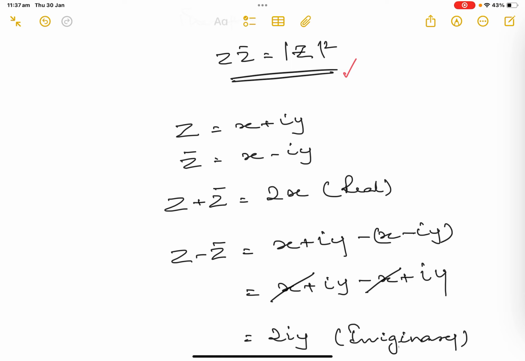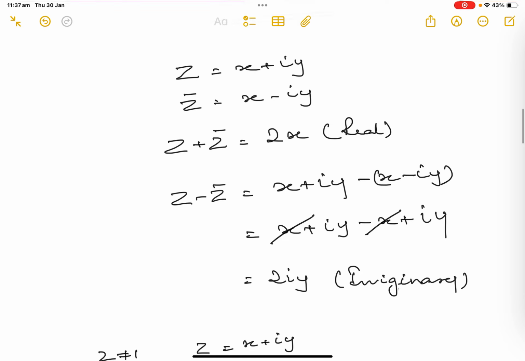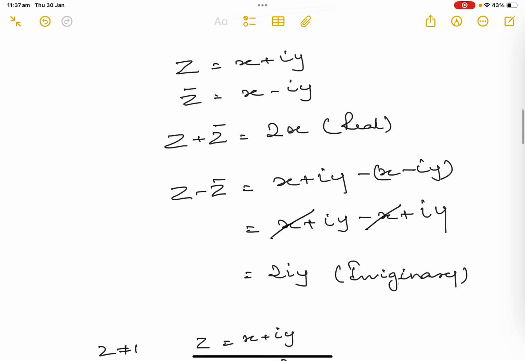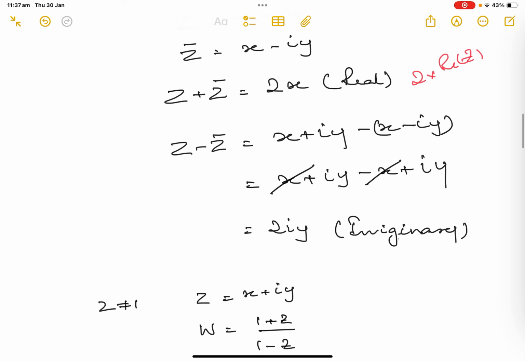Okay, z equals x plus iy, z bar equals x minus iy. Then if you add them together, the imaginary parts cancel out, minus and plus will cancel out. So what we have is only 2x. That is 2 times the real part of z. That's what we need to prove: 2 times the real part of z.